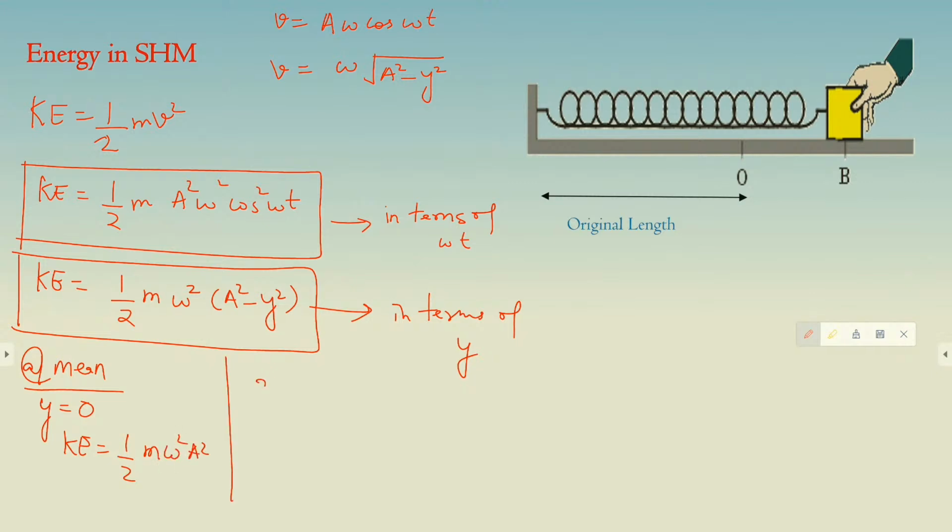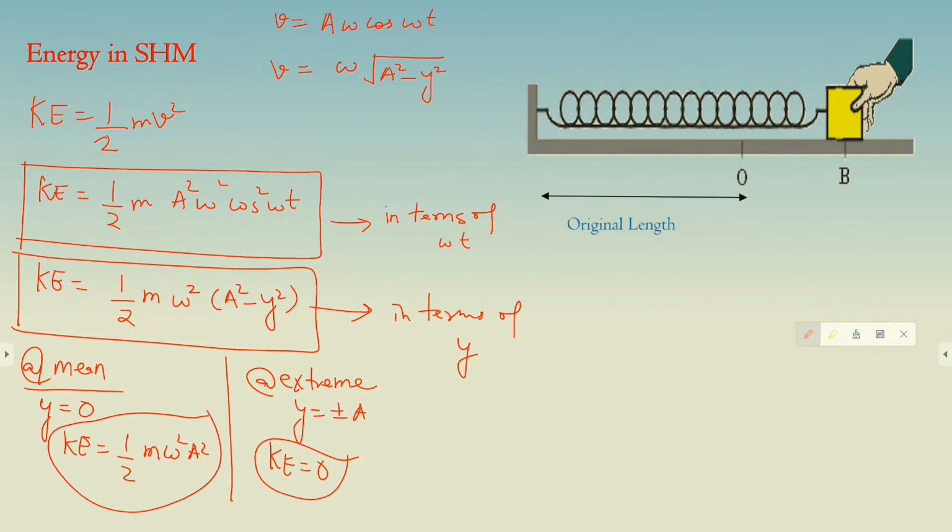At extreme, what is the value of y? y is equal to plus or minus A. Put plus or minus A here, kinetic energy will be 0. Common sense. At extreme position, velocity is not there. If velocity is not there, where is the question of kinetic energy? Kinetic energy is going to be 0 only at the extreme position, and kinetic energy is going to be maximum at the mean position, and its value is half m omega square A square.